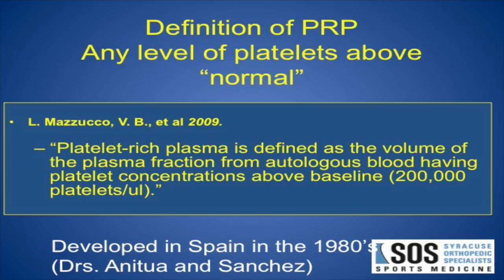So what is platelet-rich plasma then? Now we know what platelets are. Platelet-rich plasma is basically any level of platelets above normal. That could be twice as many platelets, four times as many, or 25 times as many. Platelet-rich plasma just means a higher concentration than the normal body level.